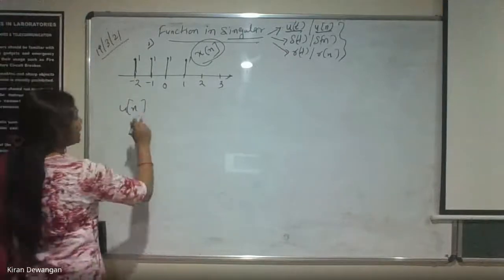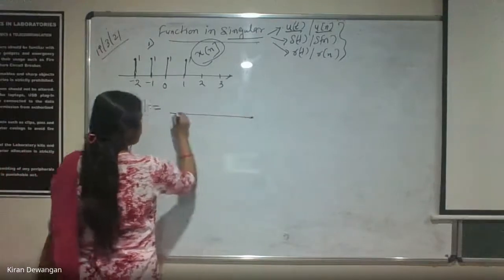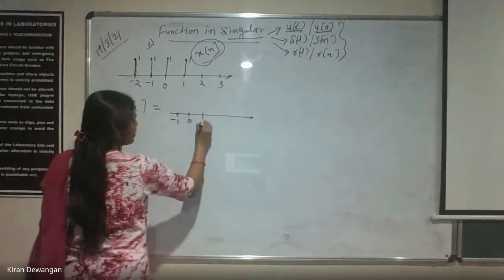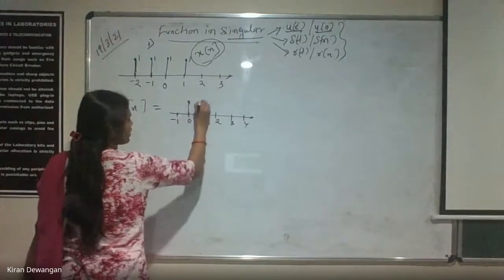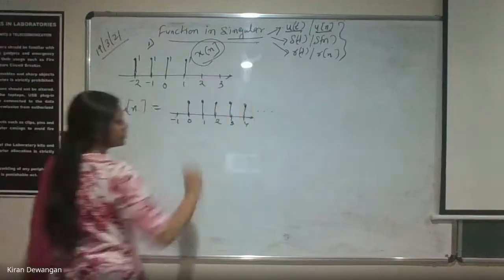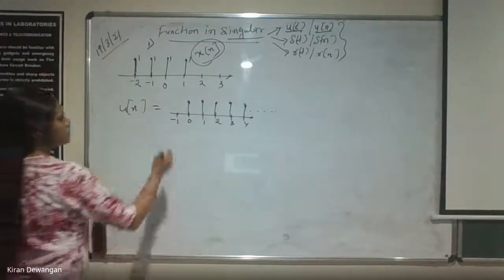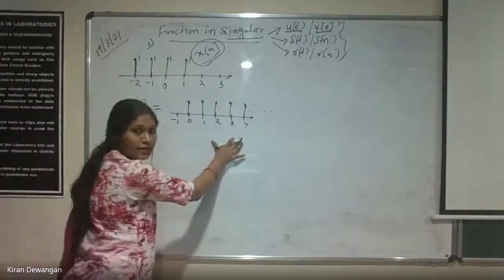So if we are writing in terms of u(n), we already know the function of u(n) starts at 0 and the values are 1, and it goes on in continuation. Okay? So this is my u(n). If I have to plot u(n), it will be like this.